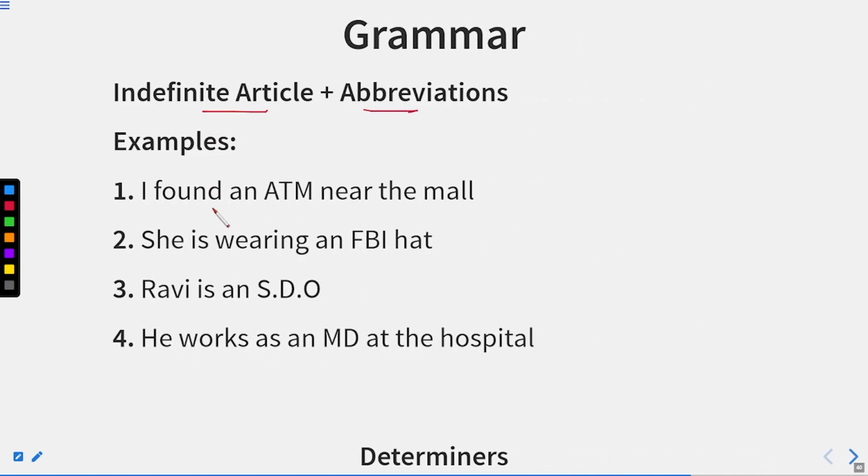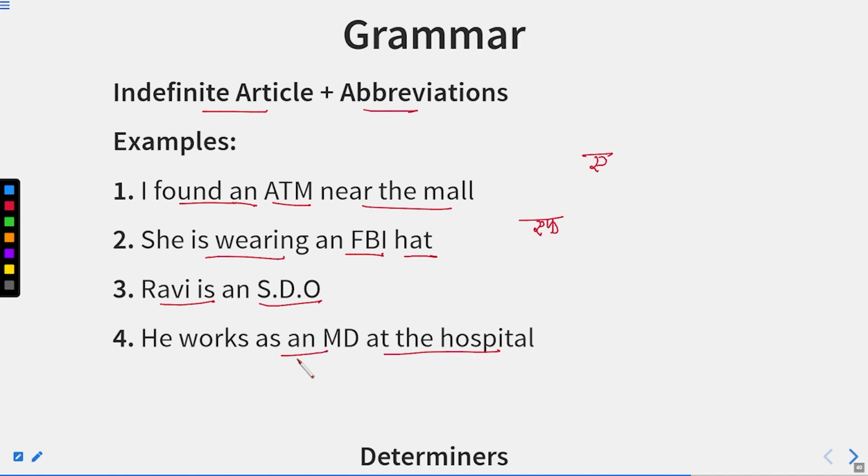Indefinite article plus abbreviations. I found an ATM near the mall. Now, ATM, of course, is beginning with a vowel sound if we pronounce this word. So A is somewhere like the letter of Hindi alphabet, that is A Swar. So we are using an before it. She's wearing an FBI hat. So FBI is somewhere like this. Ravi is an SDO. He works as an MD at the hospital.